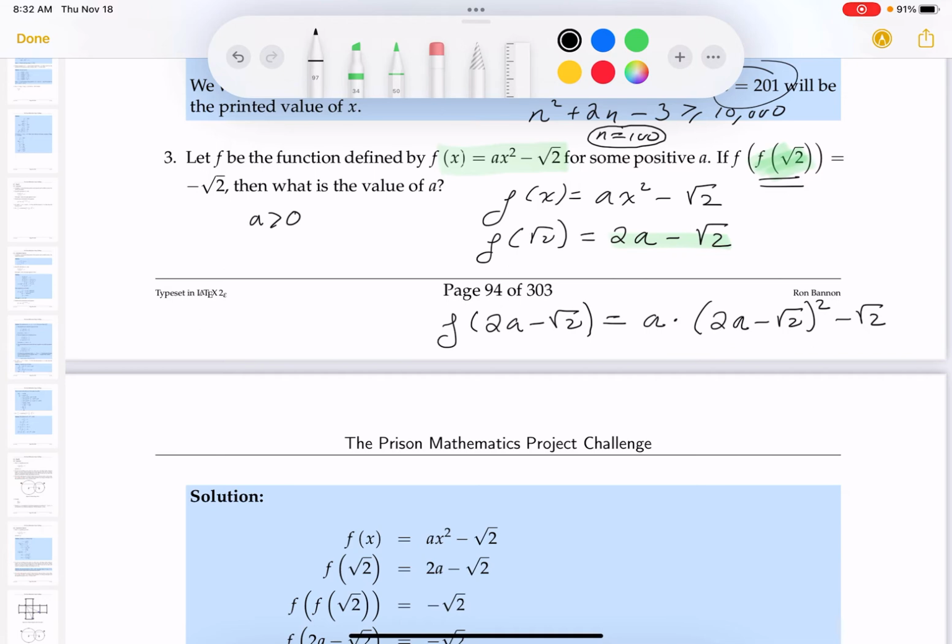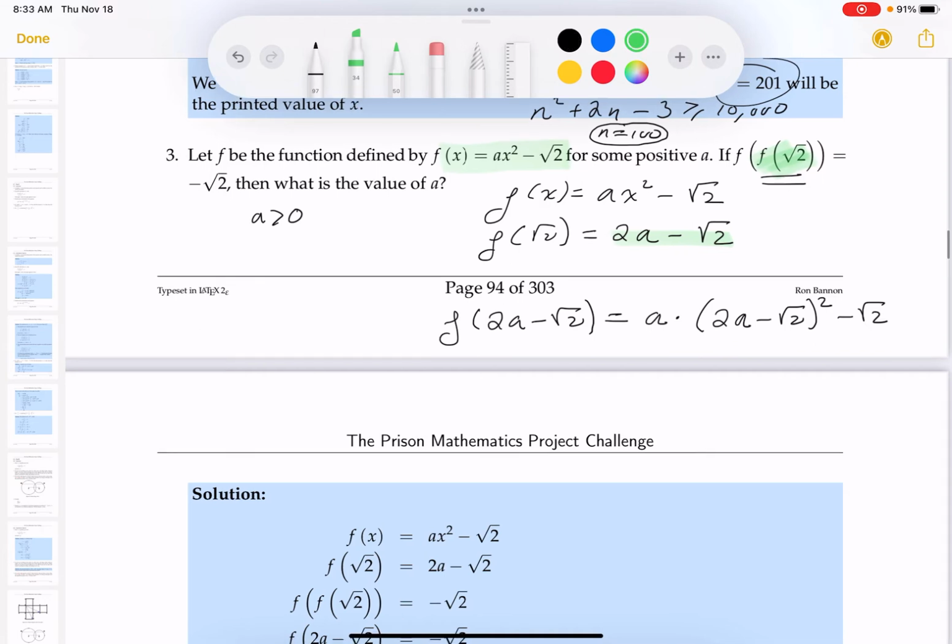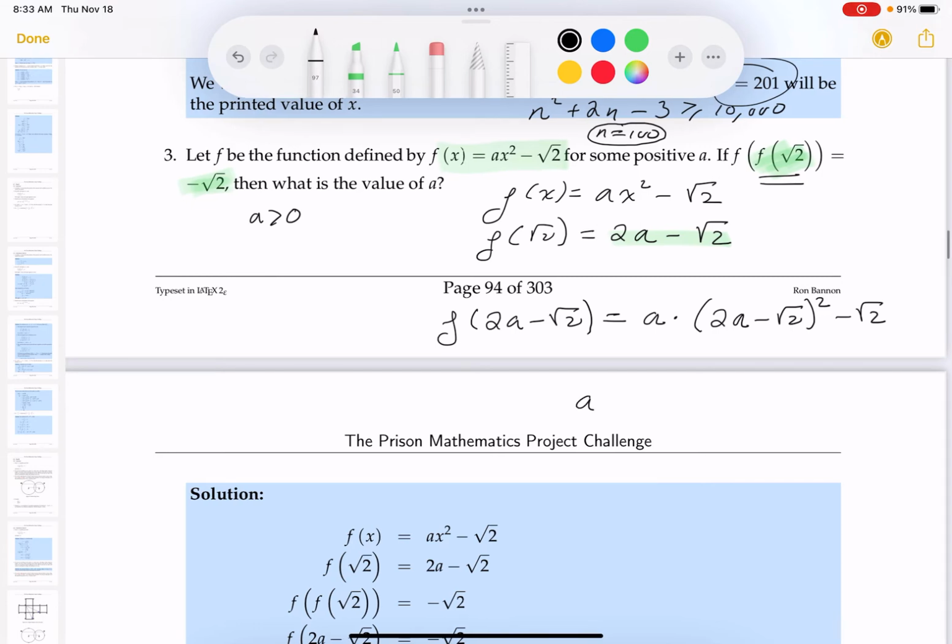And what did they say it's equal to? Well, I have to read it. It's equal to this thing over here. And let me write that down for you. So this is going to be a times 2a minus root 2 squared minus root 2 would be equal to minus root 2.